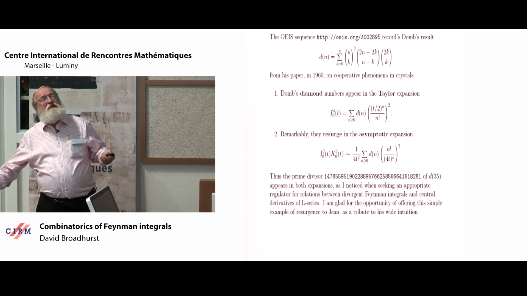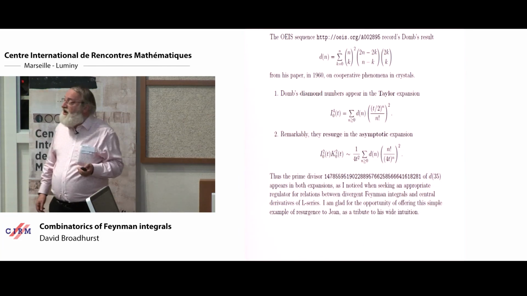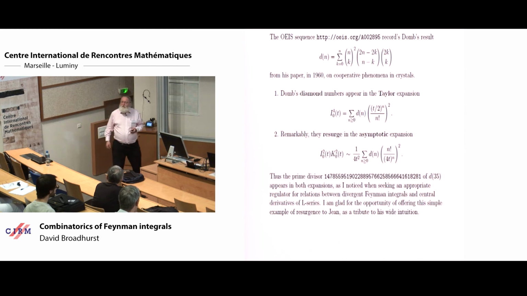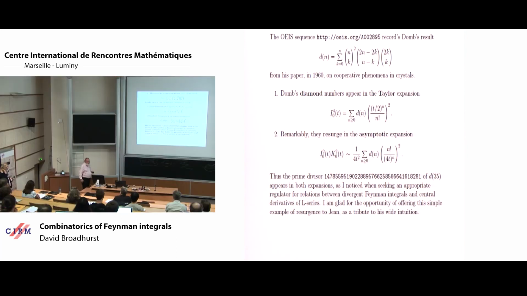So this is a beautiful example of resurgence, and it sets up, I hope, the scenario for a wonderful talk you're going to hear from Michael Borinsky, where this is just the beginning of a connection between Taylor expansions and asymptotic series. Thank you for your attention.